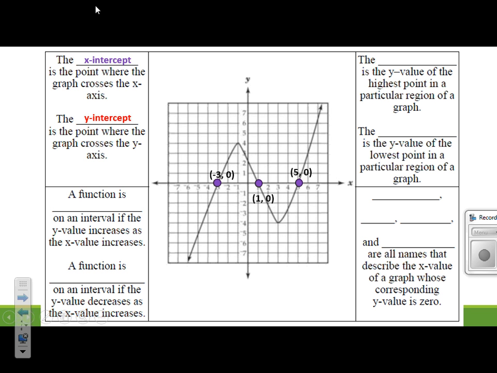The y-intercept, which I'm going to do in red, is the point where the graph crosses the y-axis. So I'm going to put a point where it crosses the y-axis in red, and that point would be 0, 2.